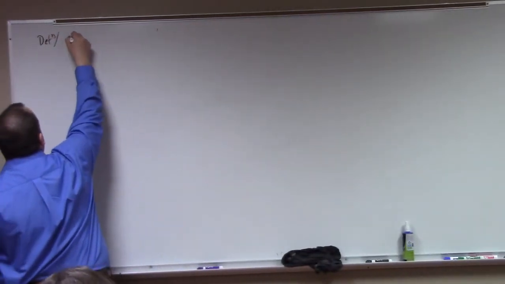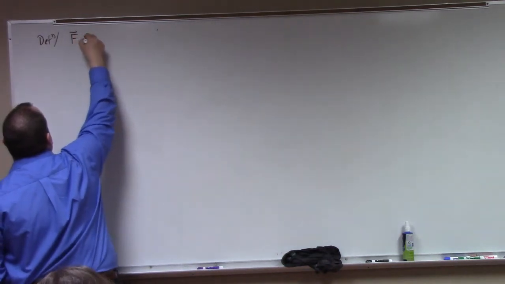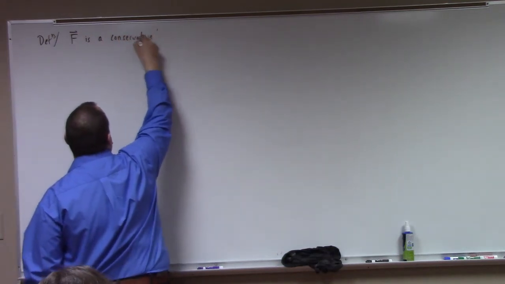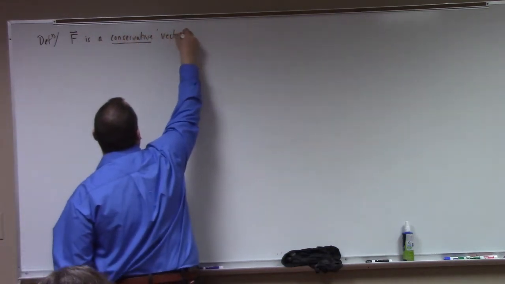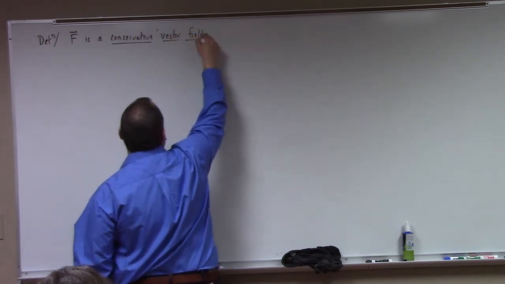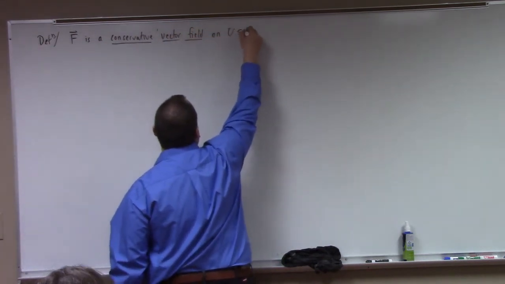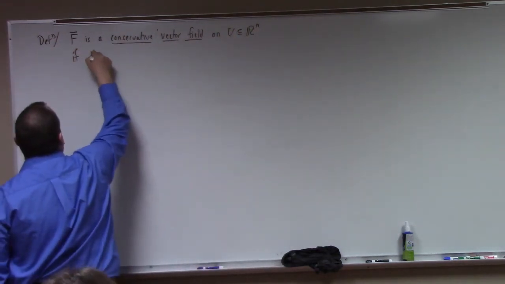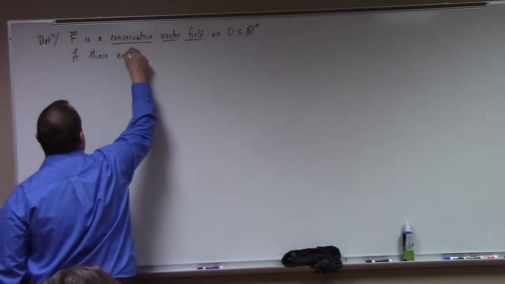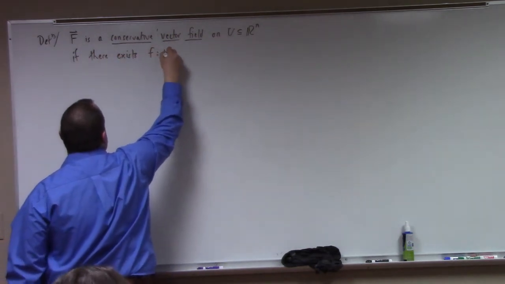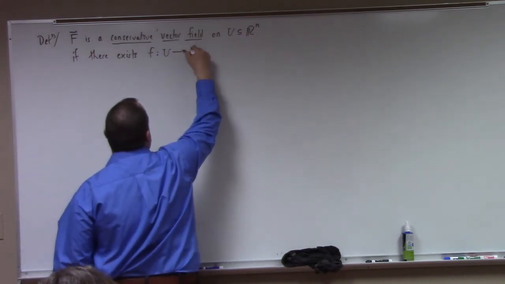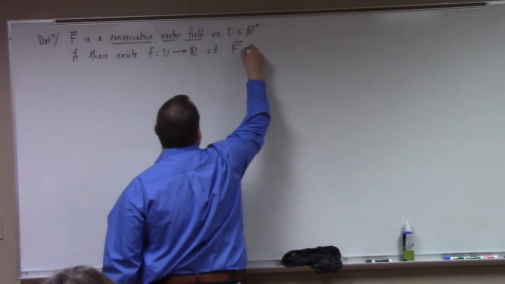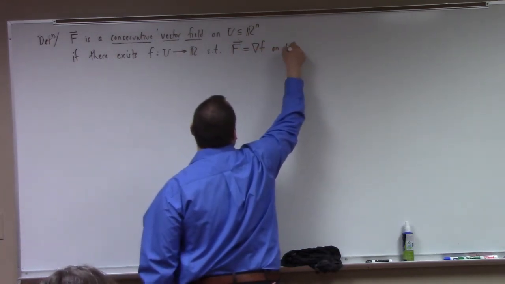Definition: F is a conservative vector field on U, which is some subset of R^n, if there exists little f from U to the reals such that F is equal to the gradient of f on U.